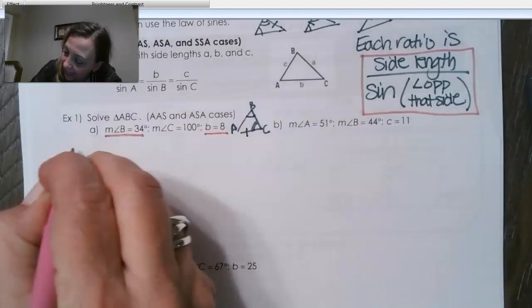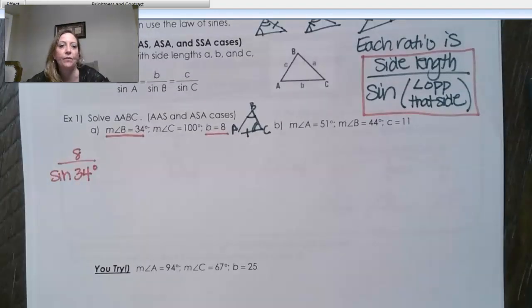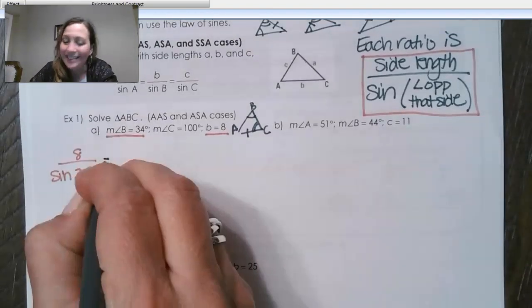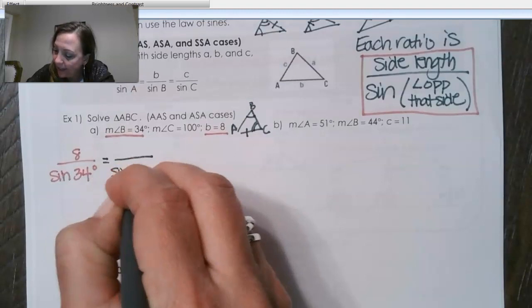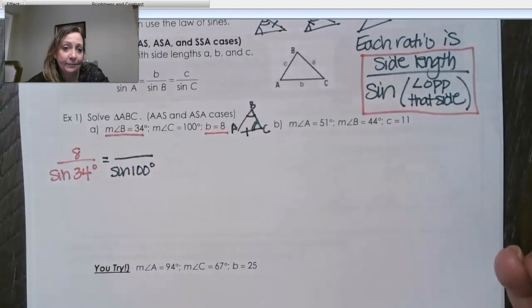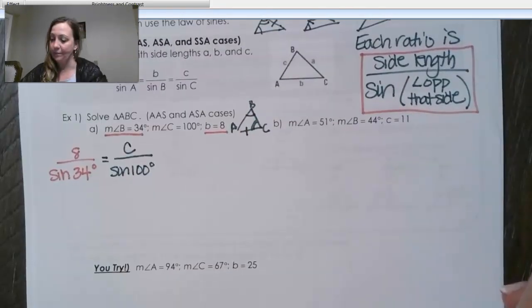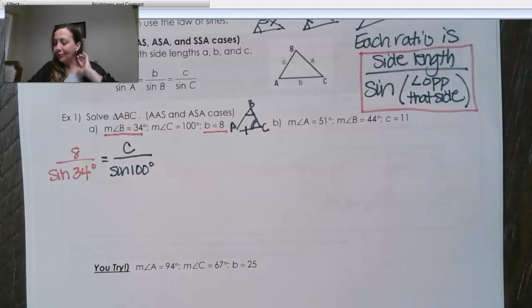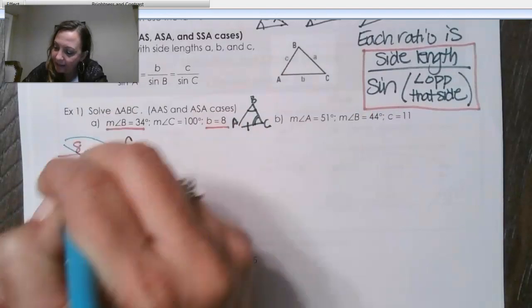So we can take 8 over the sine of 34 degrees. They also give us the measure of angle C, which means that we can find side c as well. 100 degrees is an angle, so we're going to put the sine of 100 degrees in the denominator, and since this was angle C, we're going to set that equal to side c as the other part of the proportion. That's all we're going to deal with for now. Now, to solve this, we want to cross multiply. That's how we solve proportions.